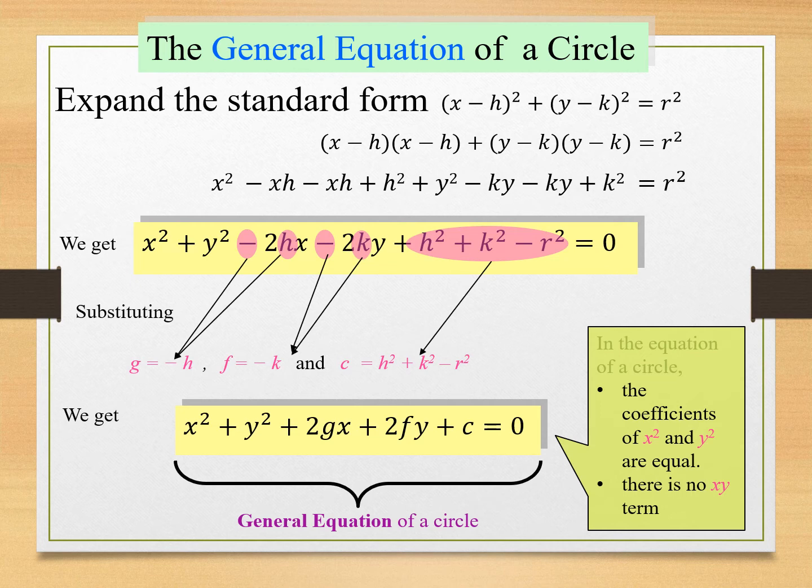In the equation of a circle, the coefficients of x squared and y squared are equal. There is no xy term.